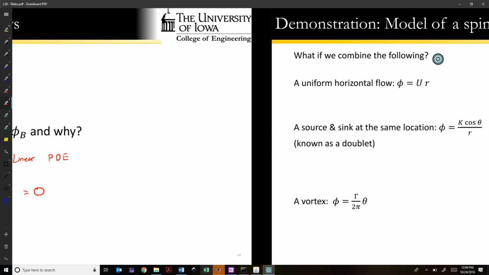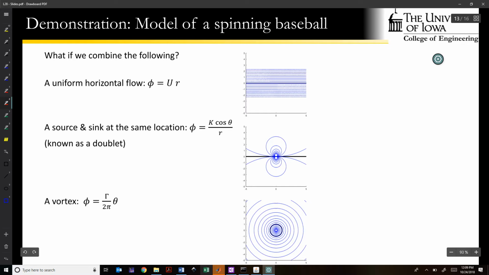Case in point, let's see how we would model a spinning baseball. This is a classic one. So if we take a uniform horizontal velocity, we would write this in polar coordinates as phi equals u times r. If we take a source and a sink and put them at exactly the same spot and add them together, the math actually simplifies down and we get this expression right here.